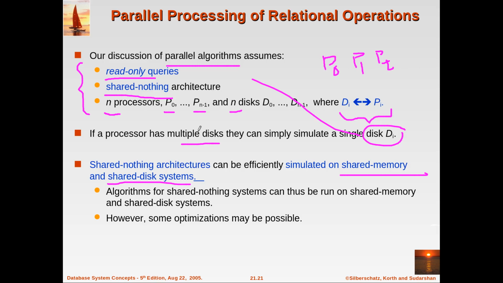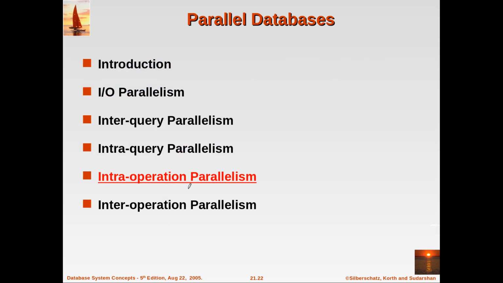So the same shared nothing algorithm can be simulated on other architectures like shared memory and shared disk architecture. The same algorithm that we use in parallel can be implemented in the other two architectures also. But sometimes we require some optimizations when applying the same algorithm on shared memory and shared disk architecture.